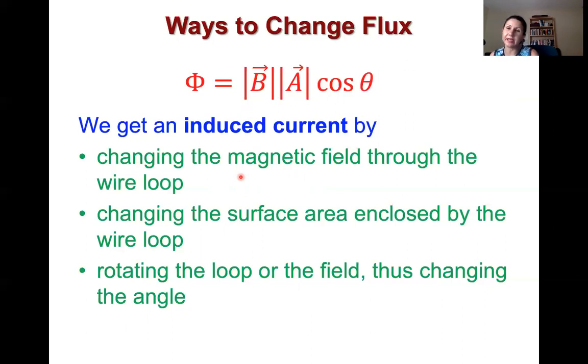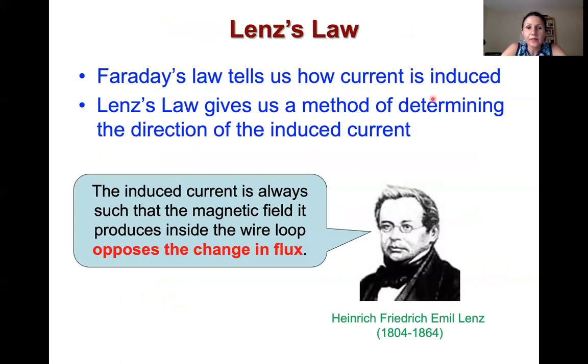A, changing the area, is a little bit trickier to think about, and I'll show you an example of how you can change the area of a loop. And then theta is a rotation, so an angle. You could take your loop and rotate it in some magnetic field, and that would be changing that angle. Okay, so Faraday's law, which is the one we just introduced, tells us about how current is induced: by having that change in magnetic flux.